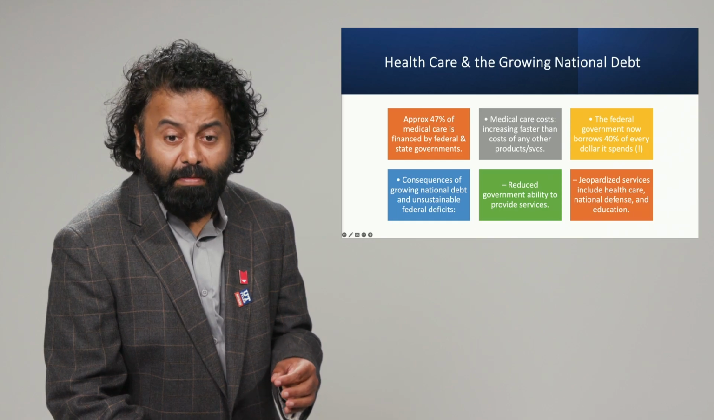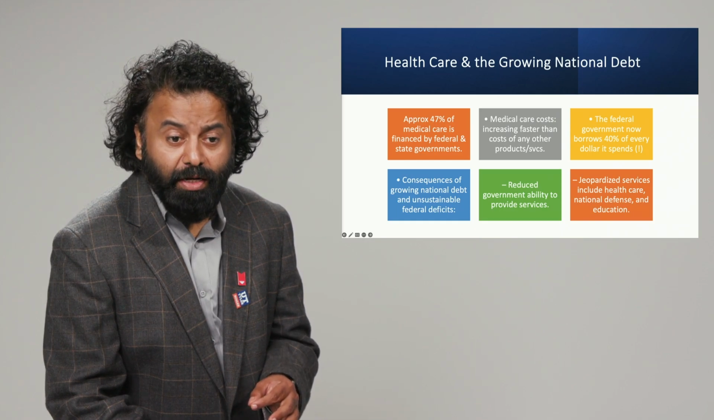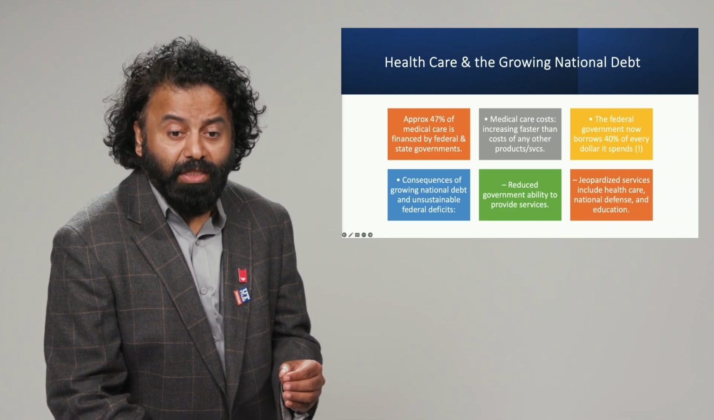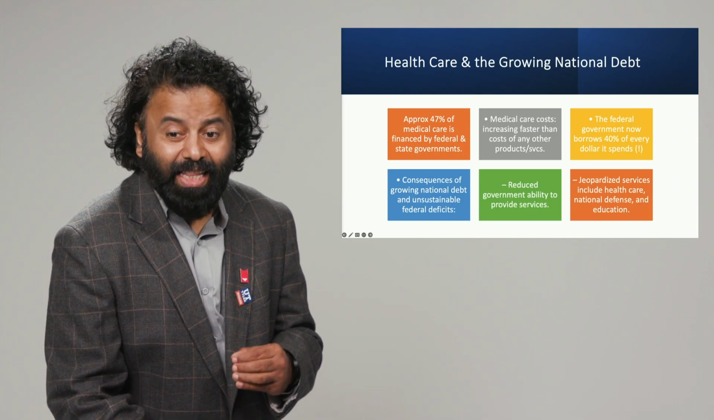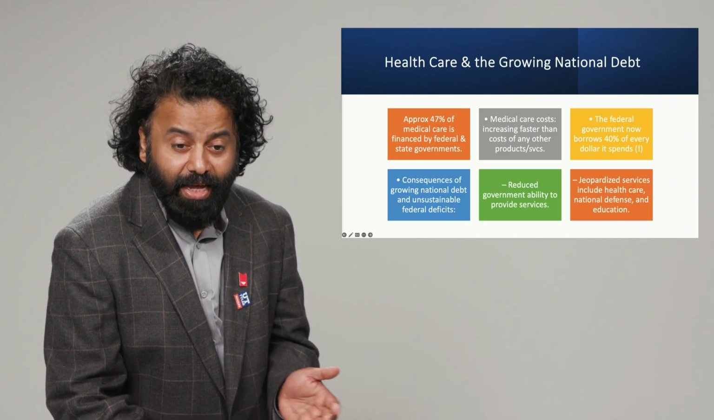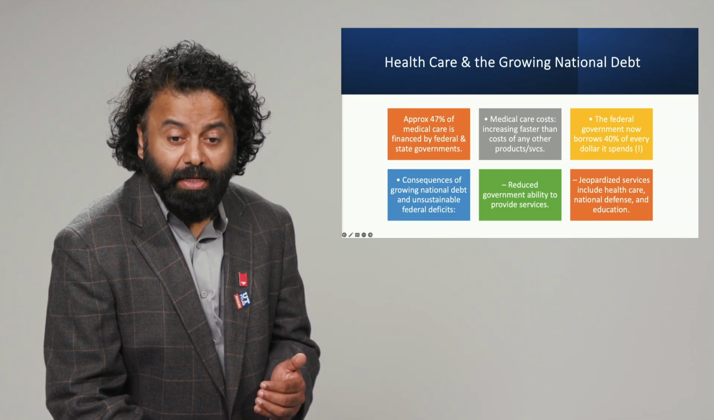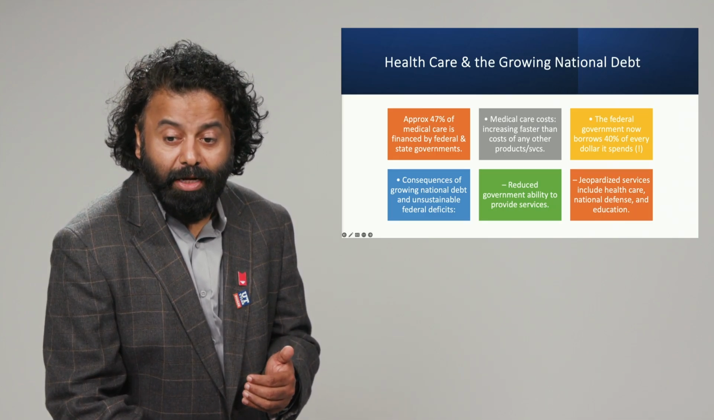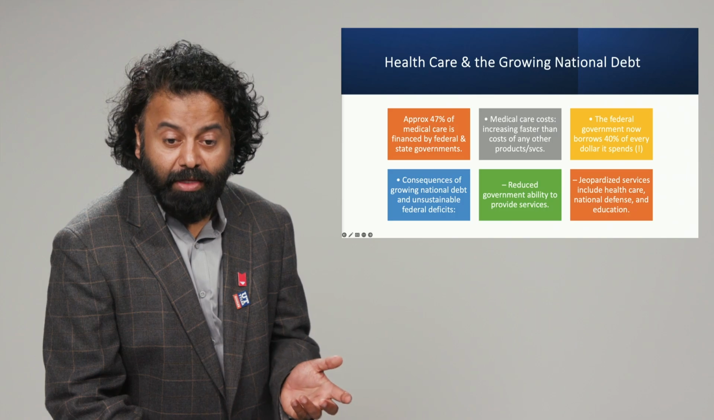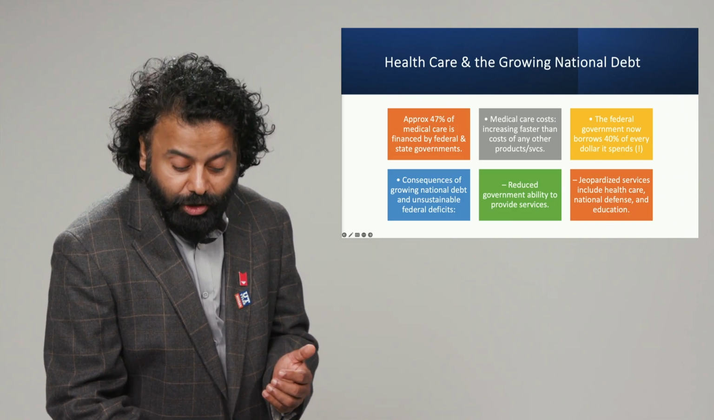The federal government is a major healthcare consumer and financier, contributing about 47% to healthcare expenditures. Healthcare costs have risen faster than any other commodity. Currently, the government borrows 40 cents of every dollar it spends, leading to consequences like reduced ability to offer new services, impacting areas like national defense and education.